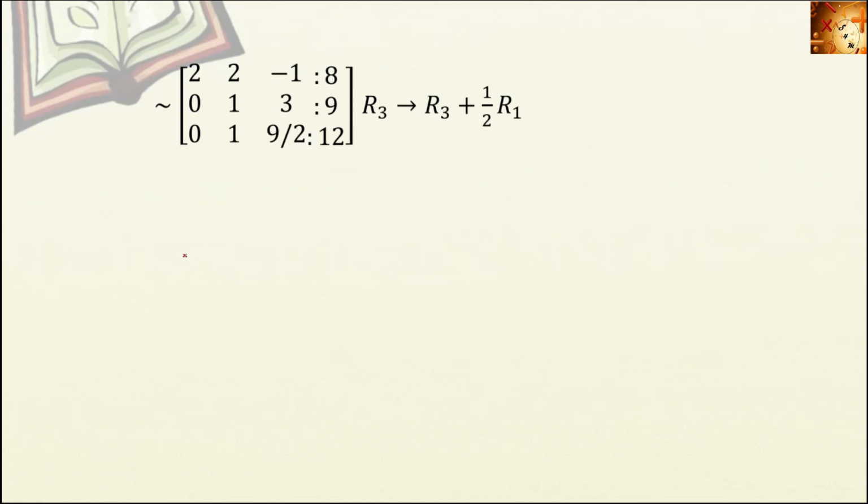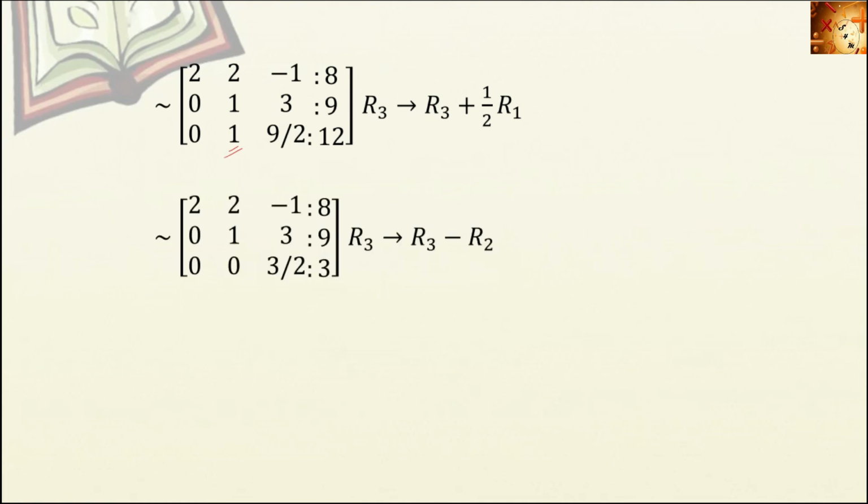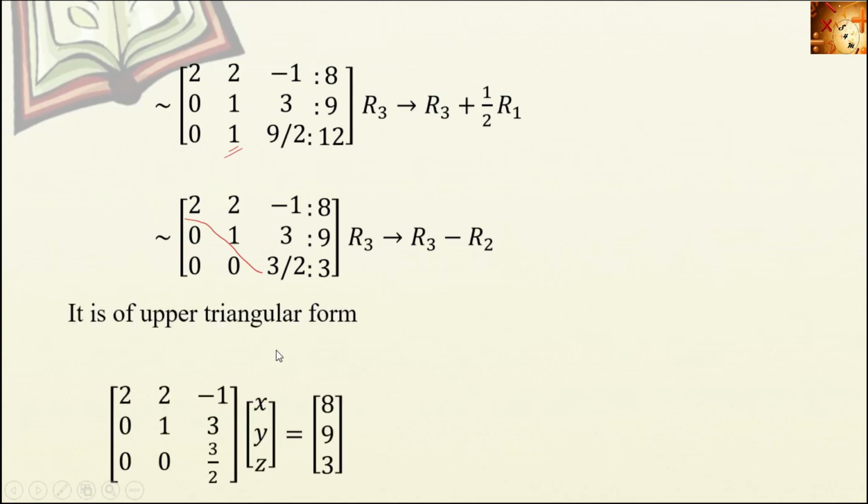Next we want to make this 1 as 0, then only it will be in upper triangular form. For that, the transformation is R3 changes to R3 minus R2. So the third row will be 0 0 3 by 2 0. So this is an upper triangular form because the elements below the diagonal terms are 0. Then write the corresponding matrix form. So this is the corresponding matrix form. Then write the equations from this.